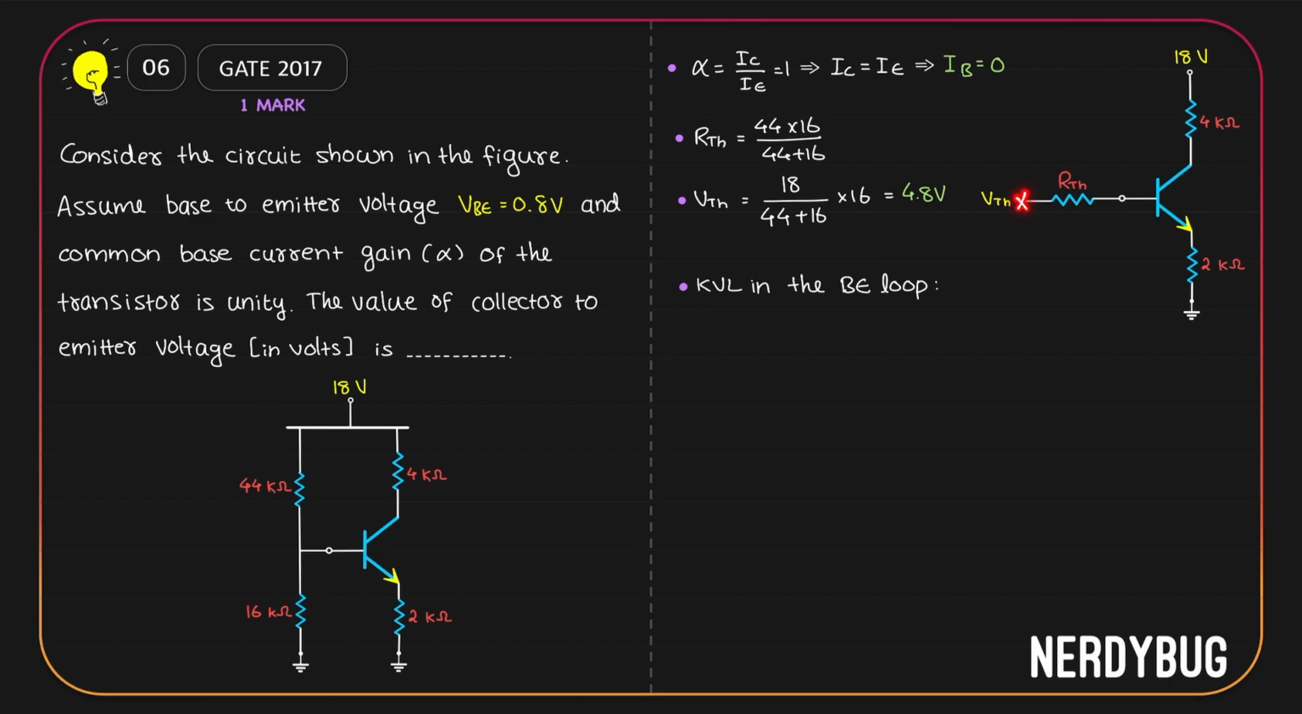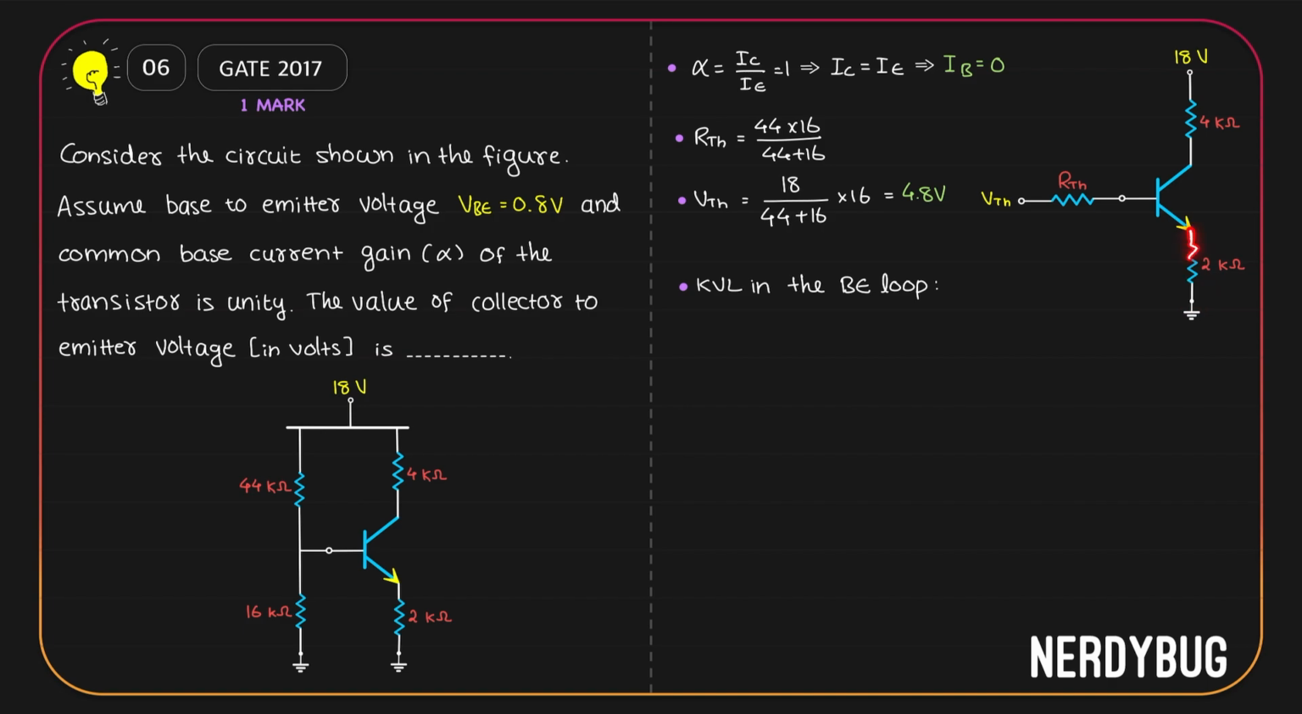So I have VTH. As I go on, I have RTH through which a current IB will be flowing. So the potential across it is IB RTH. Since IB is flowing in this direction, positive here and negative here. As I further go on, I have the base emitter junction across which VBE will be dropped. Then I have the 2 kilo ohm resistor over here through which IE will be flowing.